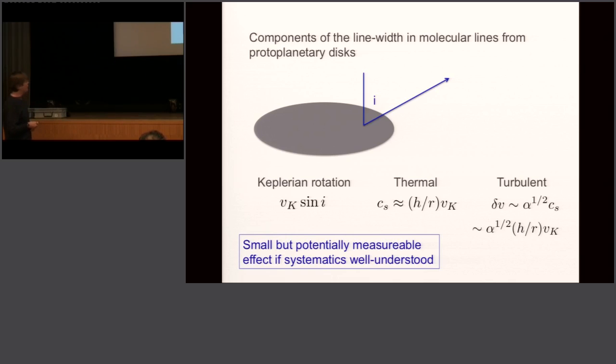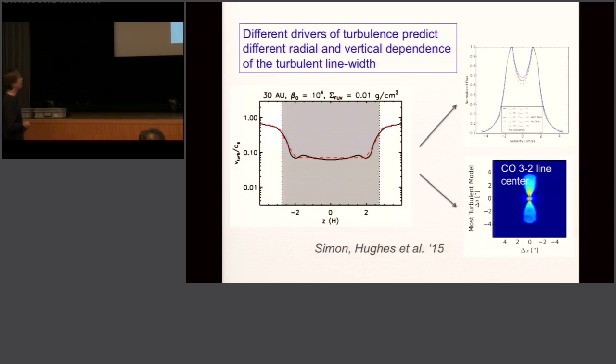So I think trying to measure this turbulent component is very exciting because clearly from a theory point of view, that's one of the things we understand least well about protoplanetary disks. Are they really turbulent? If so, what is the nature of that turbulence? And as we've seen, different theoretical models make really quite different predictions for how that turbulence should behave.